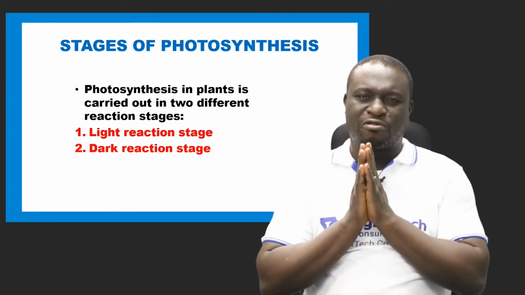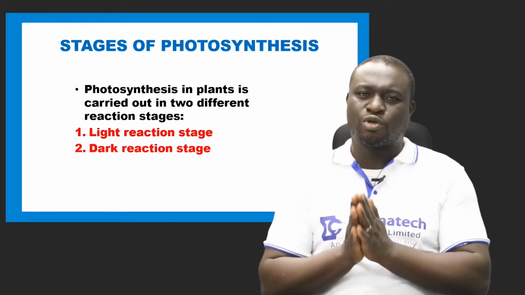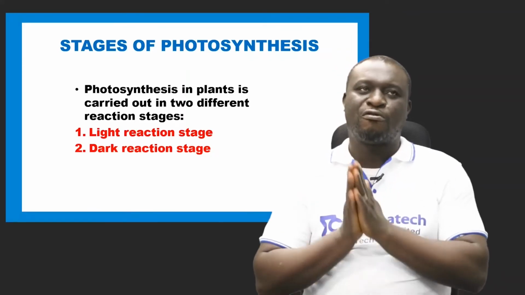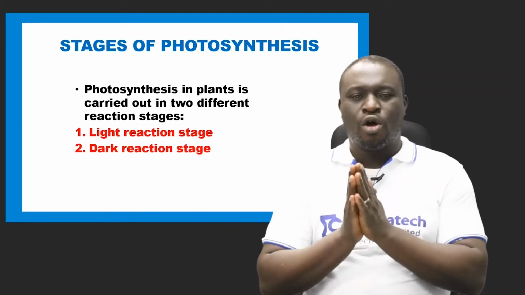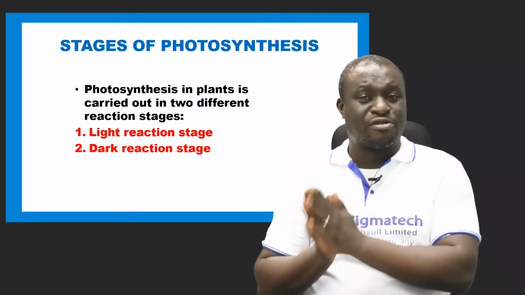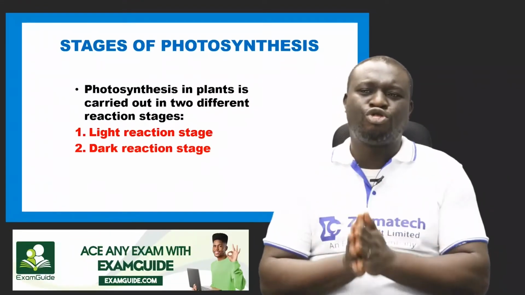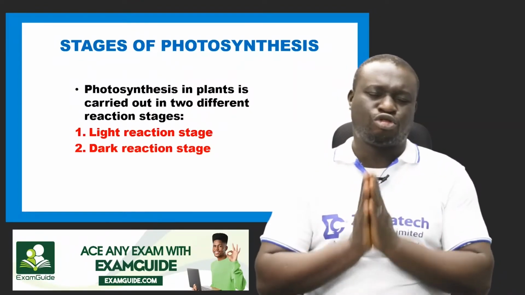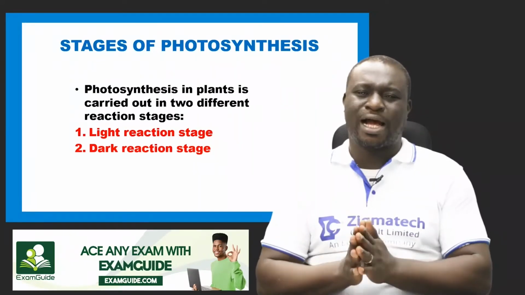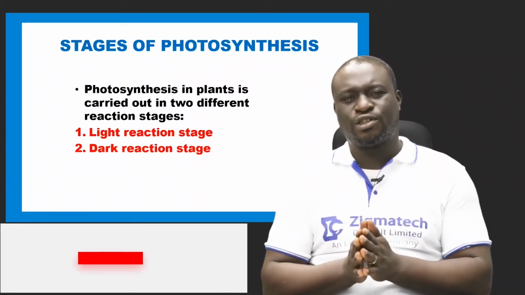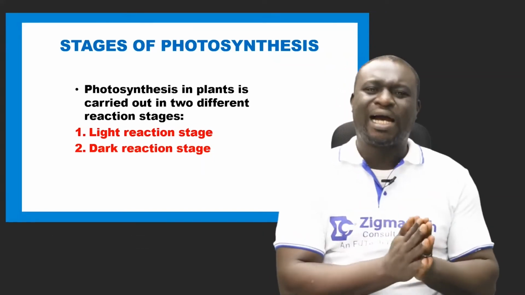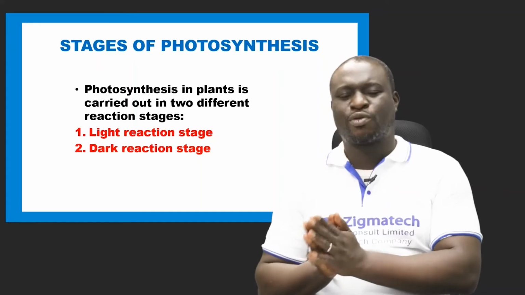Three importance of photosynthesis. Now let's come back to what we're about to look at, which is stages of photosynthesis. Now, photosynthesis in plants, or mostly in green plants, is carried out in two different reaction stages. The first stage is what we call the light reaction stage, and the second stage is what we call the dark reaction stage. So we have the light reaction stage, and then we have the dark reaction stage.